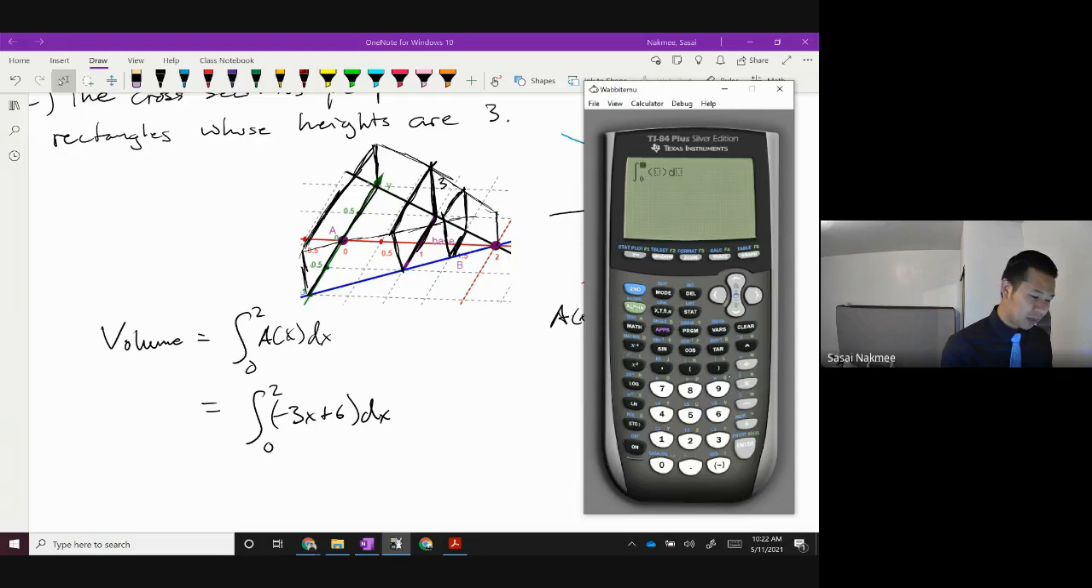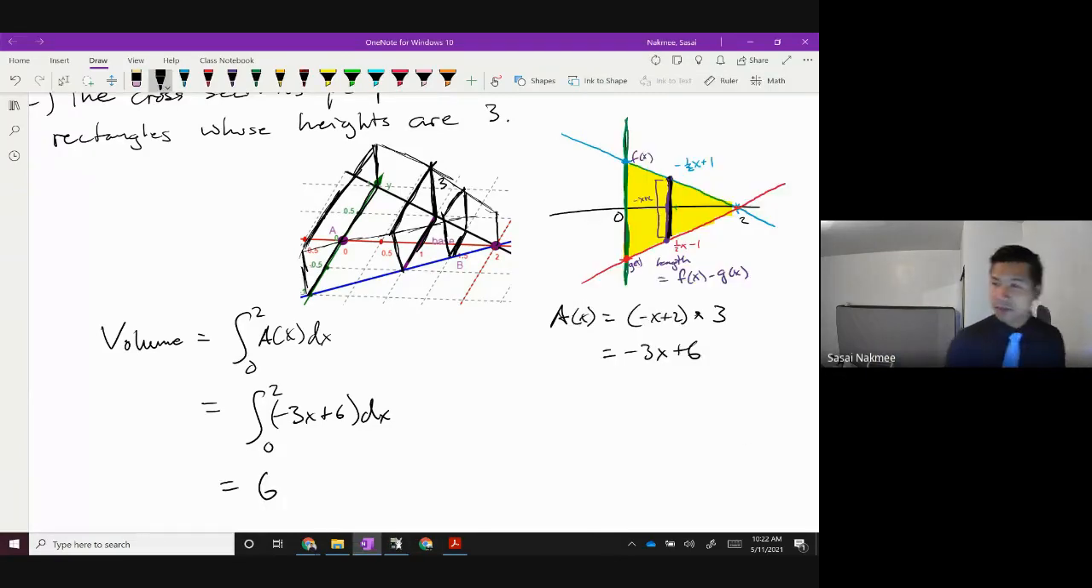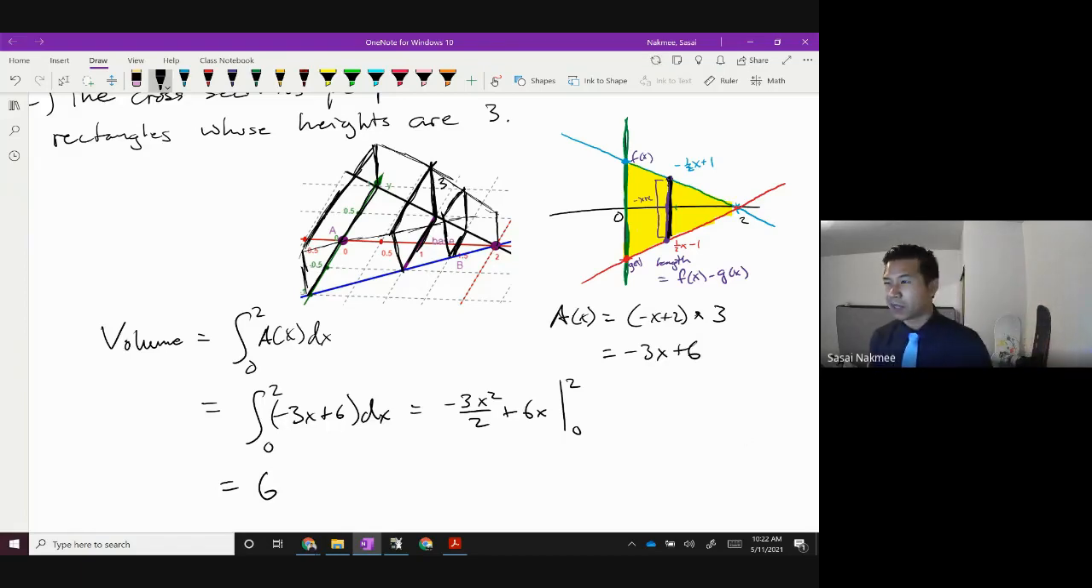So this is going to go from 0 to 2, and the function we have in there is negative 3x plus 6 with respect to x right there. Let me go ahead and press enter, and it calculates that volume for us, which is going to be equal to 6. But yeah, if you needed to, you could practice this if you want. The integral of negative 3x plus 6 is negative 3x squared over 2 plus 6x. This is being evaluated from 0 to 2, and you just plug in those values, and it should come out to 6. All right. So that's that one.